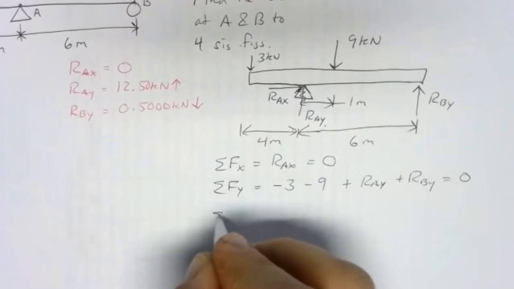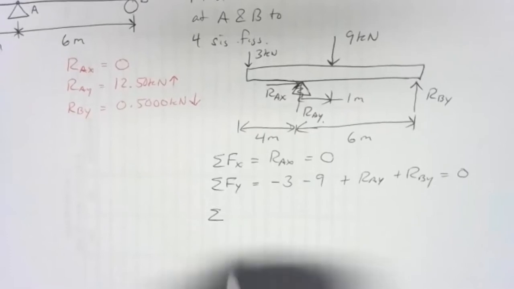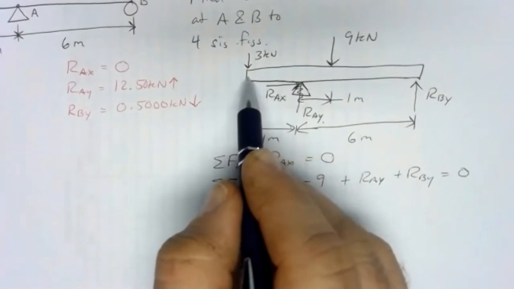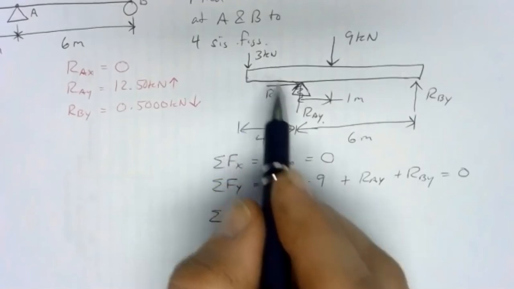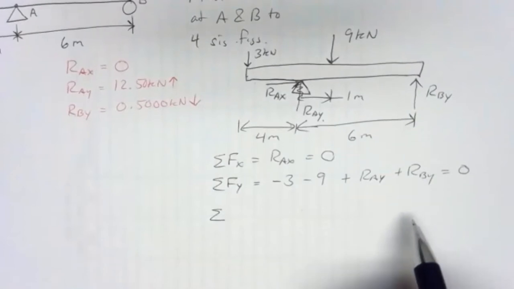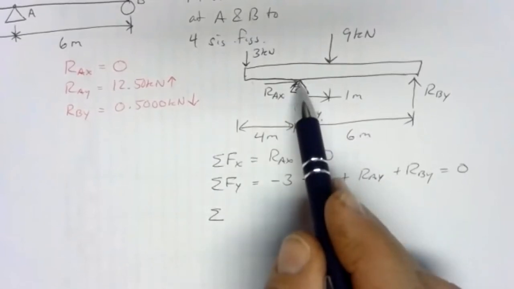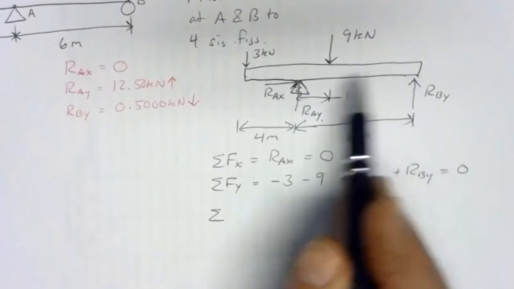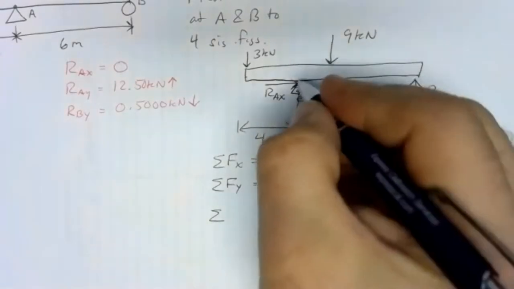And then we've got our moments about a point. Now, the point you choose should be a point that is at one of your supports. Don't make the mistake of trying to pick the left end of the beam. Because if you pick the left end of the beam, you're going to end up with two unknowns in your moment equation. You'll actually end up with a set of simultaneous equations you'll have to solve. And that's not any fun. So you could either pick point A or point B. I picked point A here just because it was a little bit different than picking something at the end of a beam.